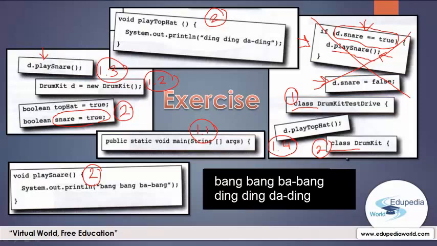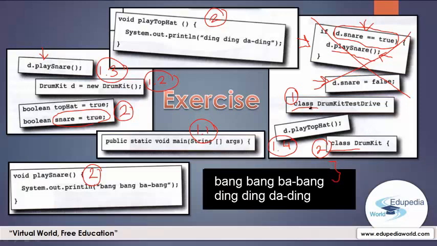First, start with the class DrumKit. It starts with a curly brace, then the instance variables, and then the methods playTopHat and playSnare, and at the end we have to give an ending curly brace for the DrumKit class.